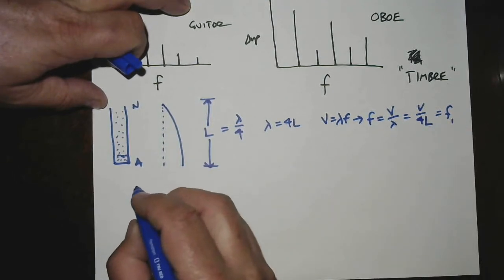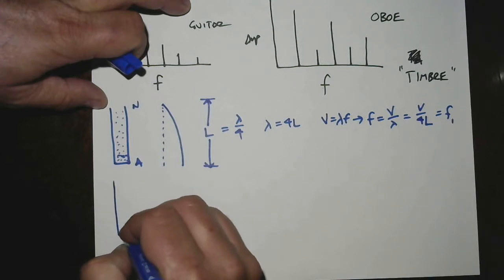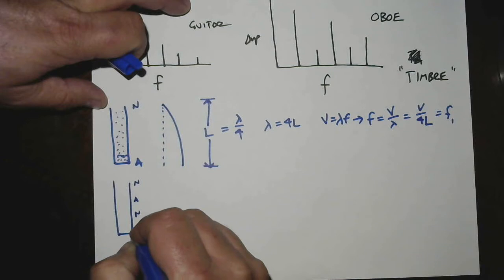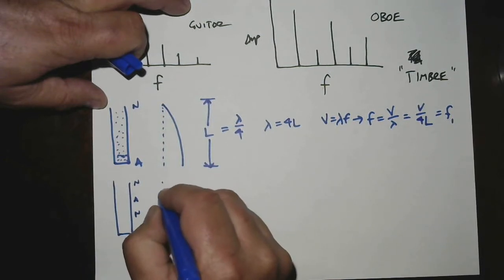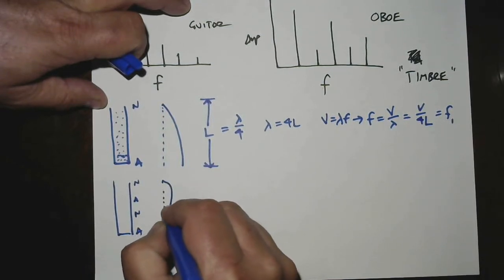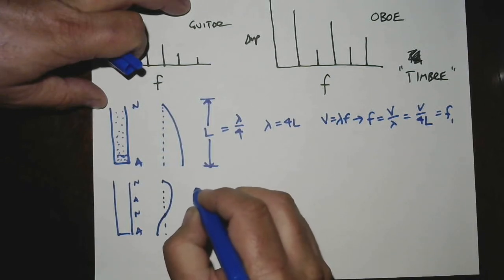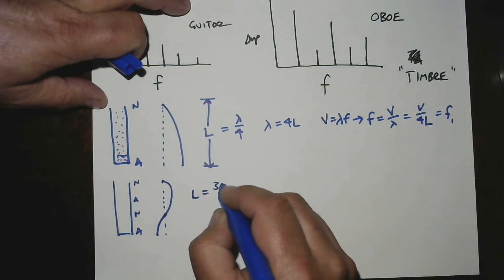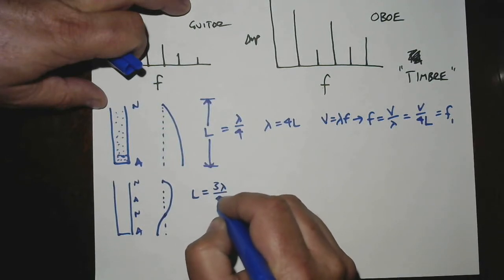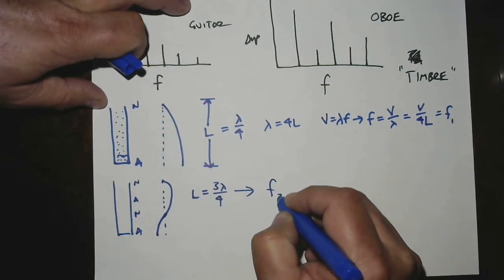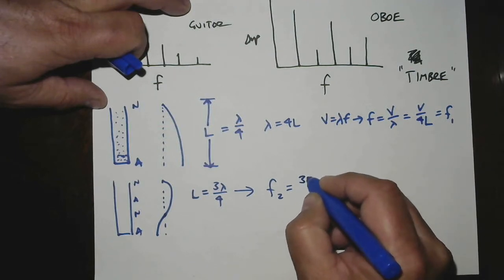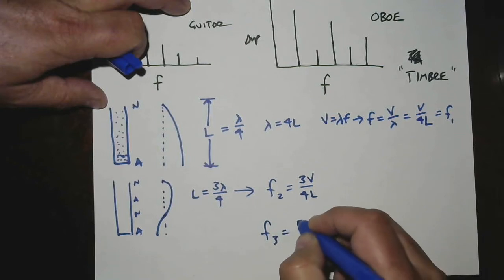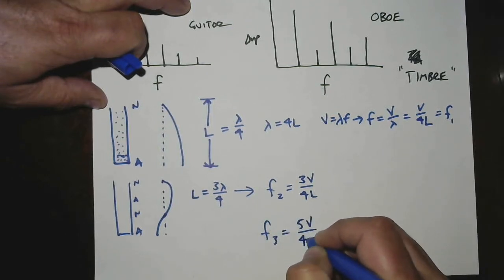So if we continue with this, we're going to find that the next one in the series has a node, an antinode, a node, and an antinode. You always have to alternate nodes and antinodes. And this is going to be that much. And that is L equals, now how much of a wave is that? That's 3/4 of a wave. So 3 lambda over 4. And when you get done with the math, you're going to find that f2 is 3v over 4L. The next one, f3, is going to be 5v over 4L.